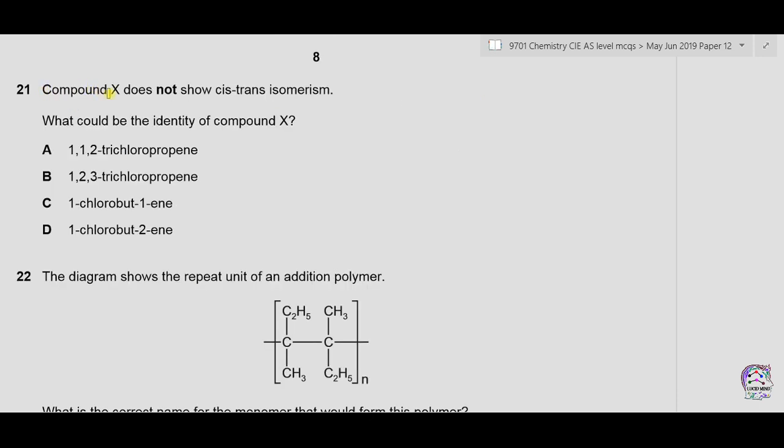Question number 21. Compound X does not show cis-trans isomerism. What could be the identity of compound X? In order for a compound to show cis-trans isomerism, there are 2 conditions that should be followed. One is that the compound must have a double bond. And second is that there must be different groups attached to the carbon atoms that are doubly bonded.